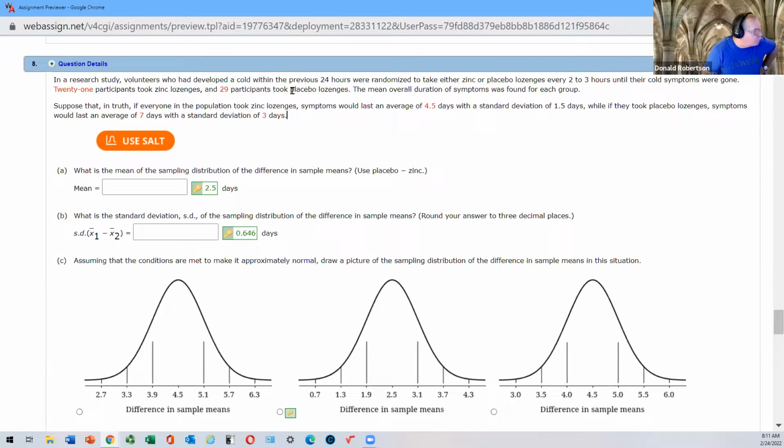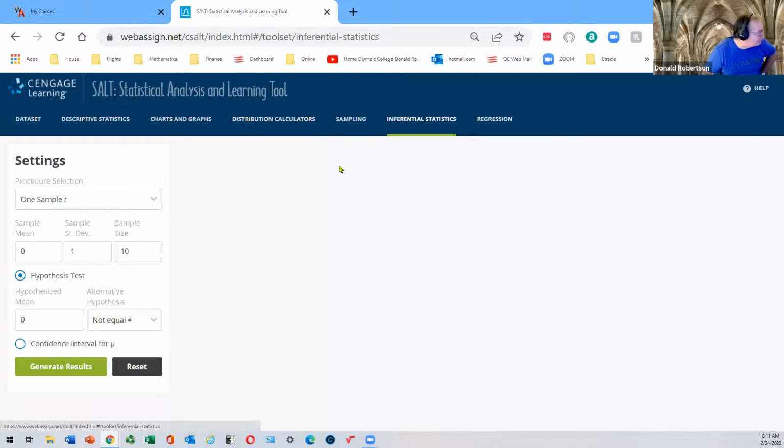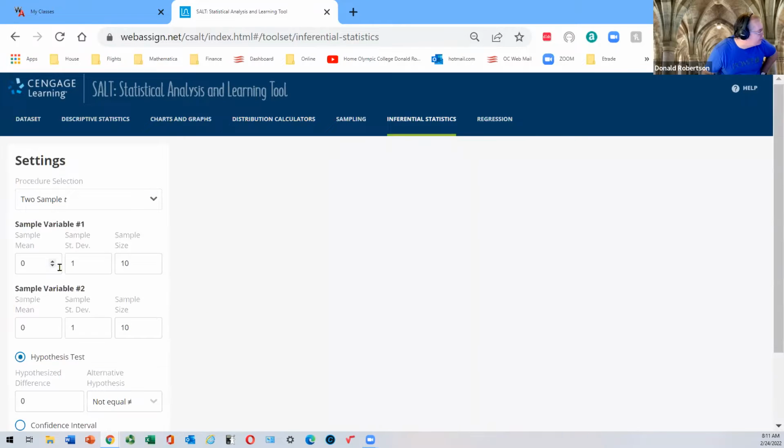So we're going to do the cold one because they have no imagination. That's the one where you caught a cold and there were 2 groups. One of the groups who caught the cold just got a placebo. The other got a zinc lozenge. And they figured out how long it took their colds to go away. And the data is in here. So hopefully when I hit use salt, you can see it. I'm going to go to inferential statistics and make it a 2-sample T.